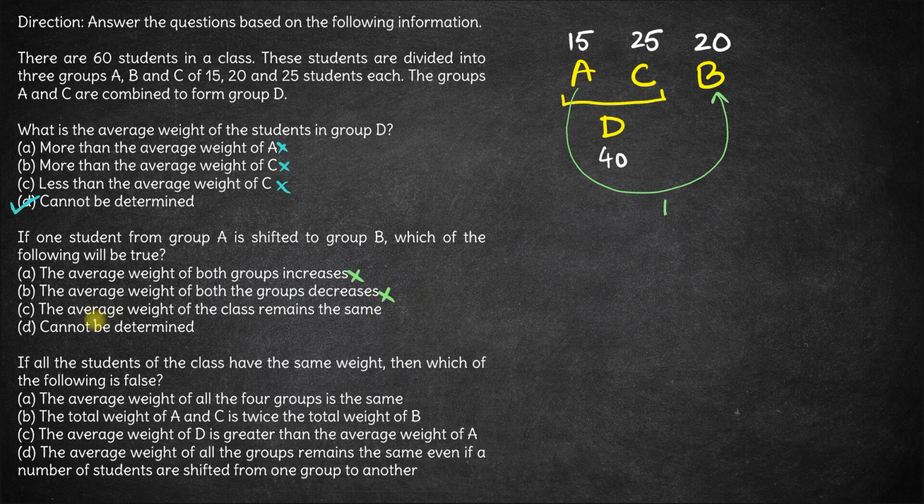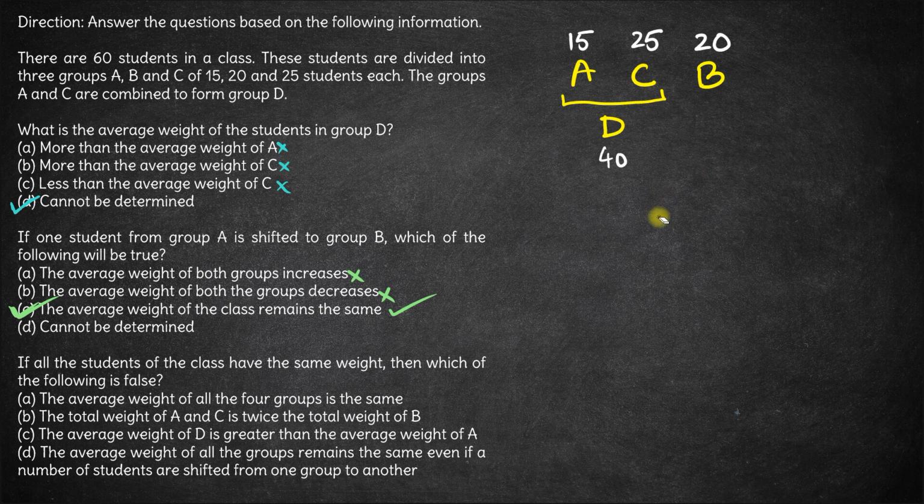Let's look at option C. The average weight of the class remains the same. Now this is definitely true. There are a total of 60 students in the class. They are divided into different groups, but that's a different matter. Even if one student goes from one group to the other group, the student still remains in the class. Hence the average weight of the class will remain the same. So the correct answer here will be option C. This is not going to change, right?